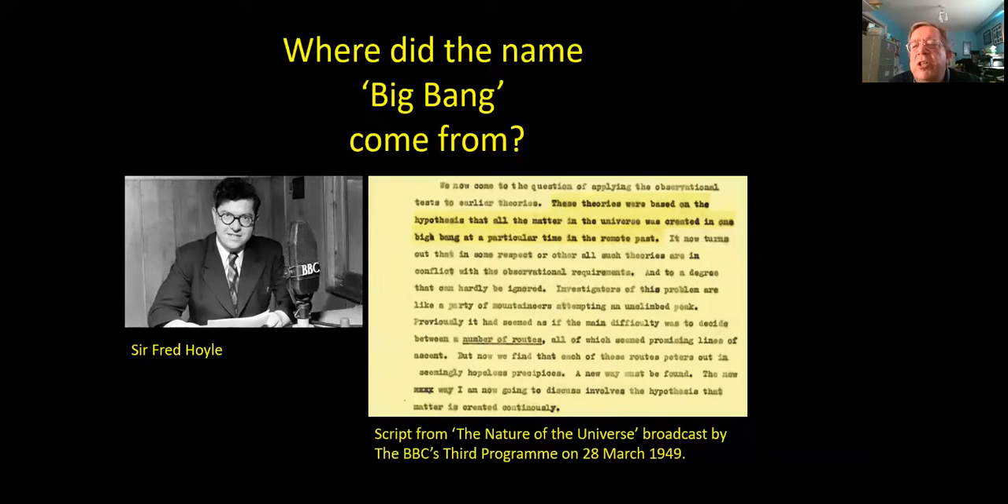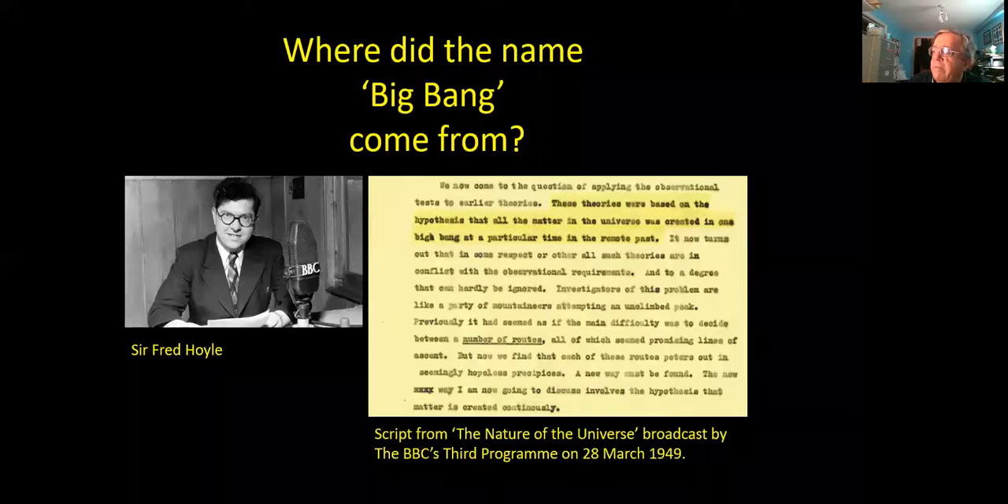It then goes on to say, it now turns out that in some respect or other, all such theories are in conflict with the observational requirements, and to a degree that can hardly be ignored, etc., etc. And he really was going on to poo-poo the idea of the Big Bang origin of the universe at all.